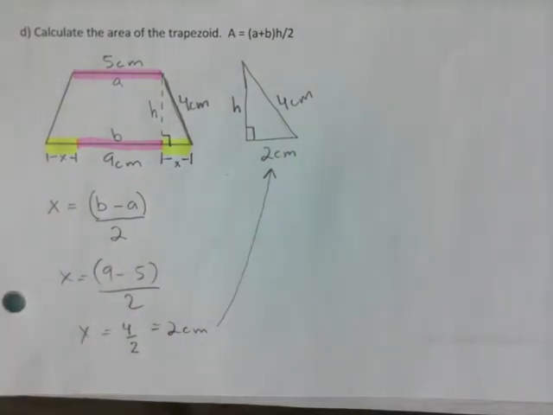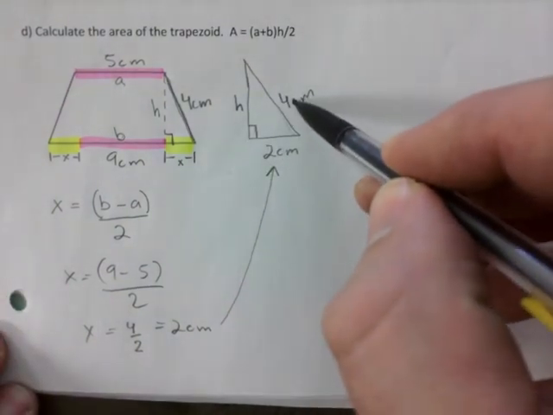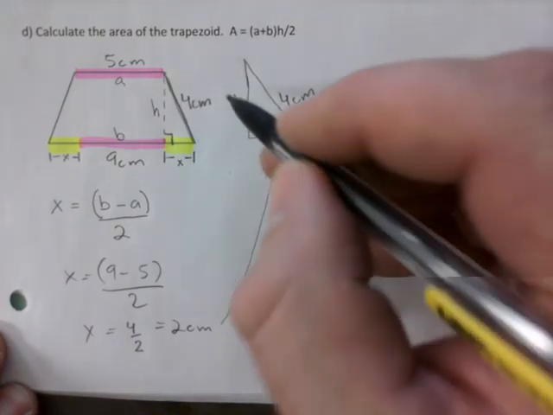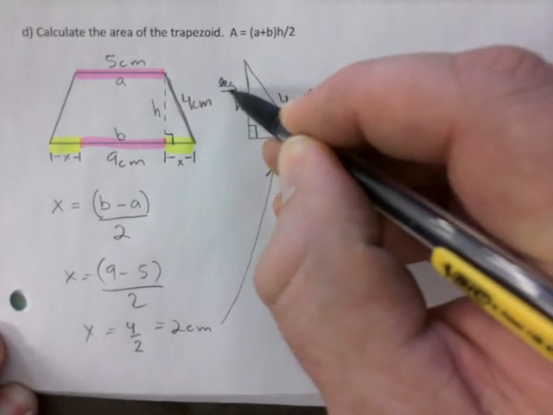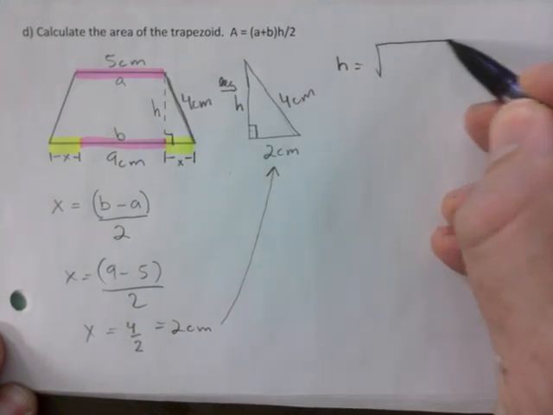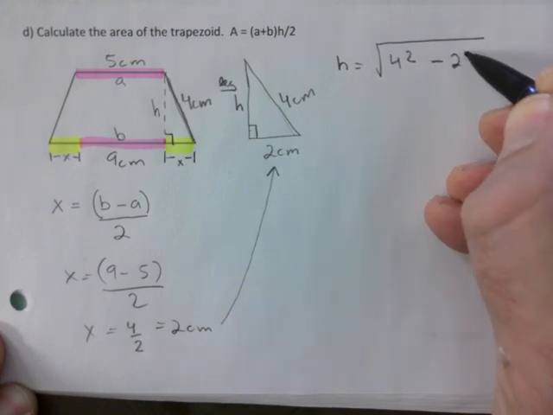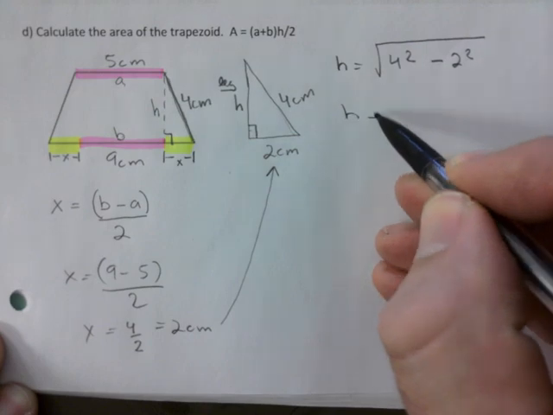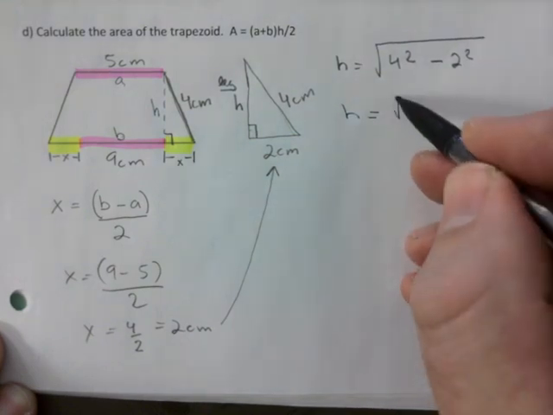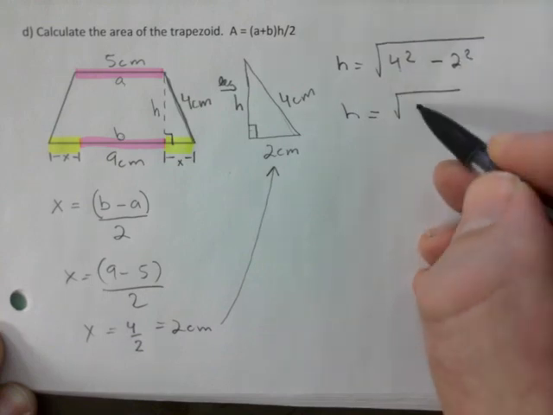Can you use sine law? Yes, but it would be way too much work. Use the Pythagorean theorem because you've got 2 out of the 3 sides. So this is a leg, right? So we're going to go h is equal to the square root of 4 squared minus 2 squared. And this is 16 minus 4. That's 12.